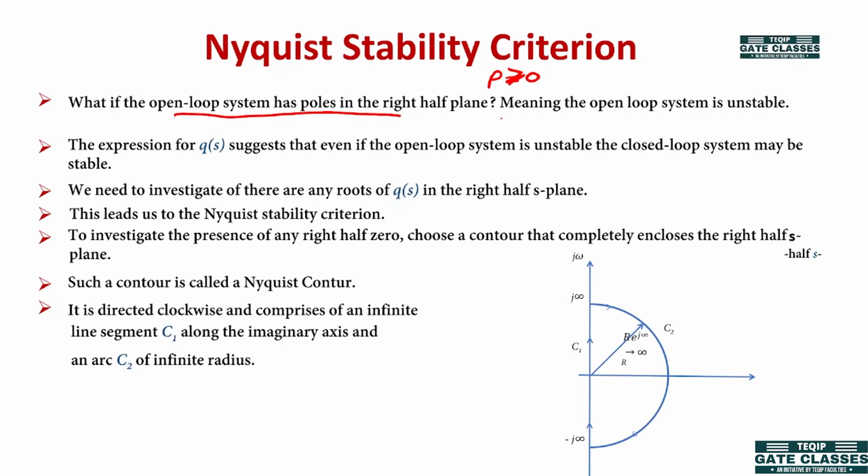However, that does not mean the closed loop system will be unstable. If an open loop system is unstable, the closed loop system may or may not be stable. So we need to check if the closed loop system is still stable or not. So what is the condition for the system to be stable? If P is greater than 0, then N should be equal to P.